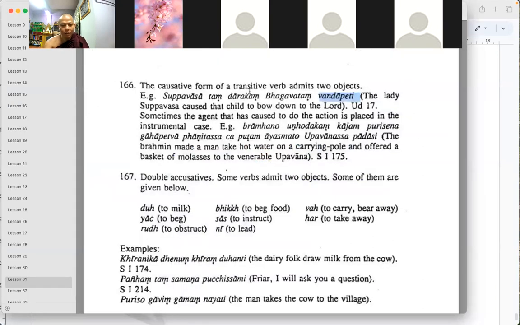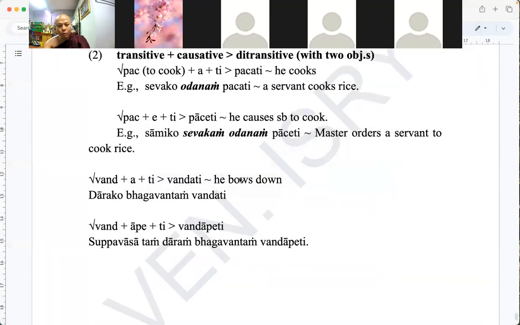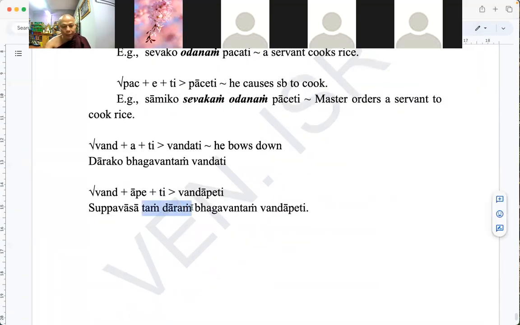So the example is in this way. Commonly, dārako Bhagavantaṃ vandati, but vandati becomes vandāpeti. So here dārakaṃ is one object, Bhagavantaṃ is one object, and these are two objects. So the lady Sobavasa caused that child to bow down to the Lord in this way. And then sometimes the agent that has caused the action is placed in the instrumental case.